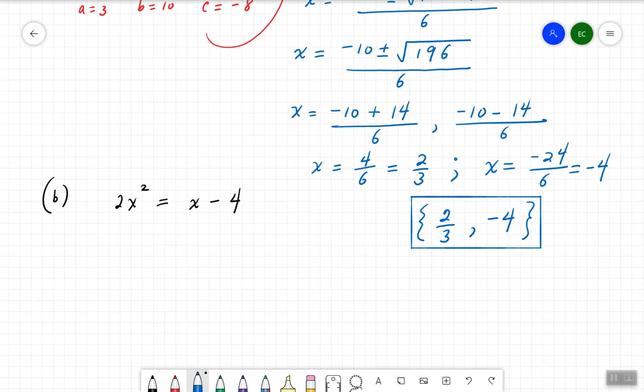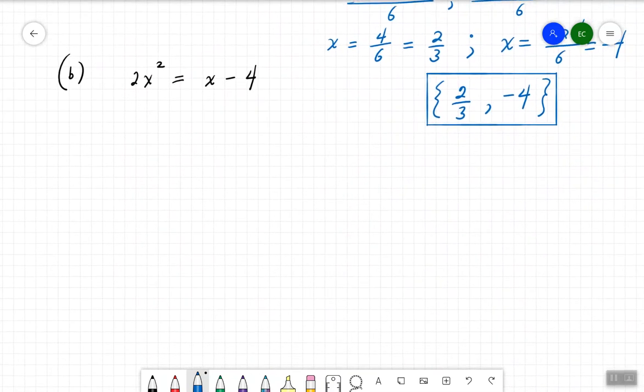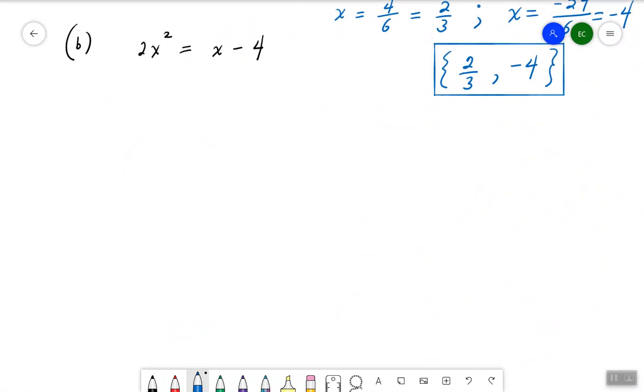Okay, let's go ahead and do this one more time. Here's another equation. 2x squared equals x minus 4. Let's go ahead and subtract the x over to the left and add the 4 over to the left. And here's what we get. And so then can you see that a is equal to 2, b is negative 1, and c is equal to 4.